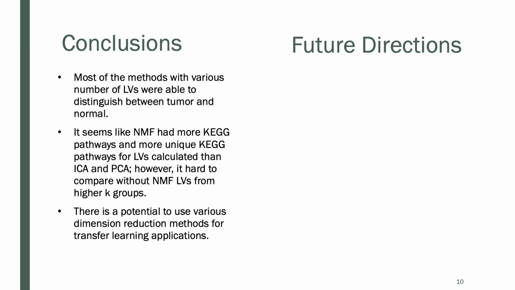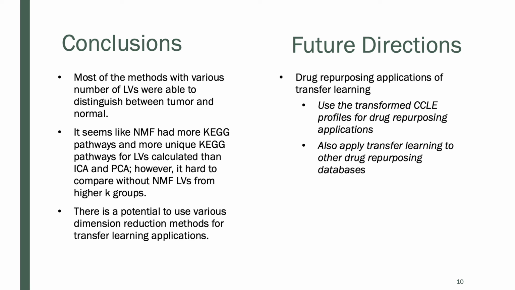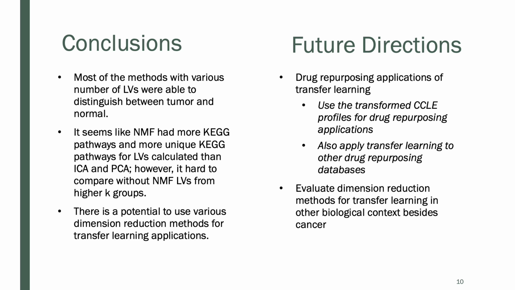Some future directions from this project include drug repurposing applications with transfer learning, as the Cancer Cell Line Encyclopedia does have information about how those cell lines respond to drug therapeutics, and we can also apply transfer learning to other drug repurposing databases. Also, there's the application to evaluate dimension reduction methods outside of cancer and in other biological disease contexts. We could also use the recount3 database to create other latent variables, as recount3 is a larger database compared to recount2, which we used for this study.